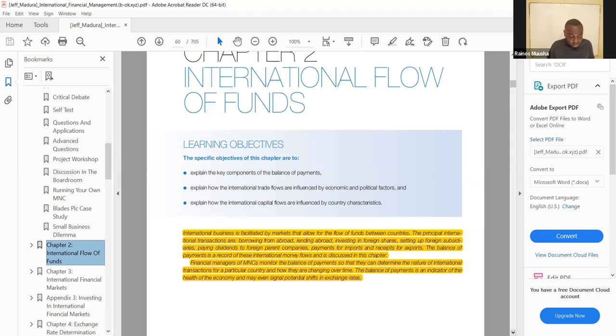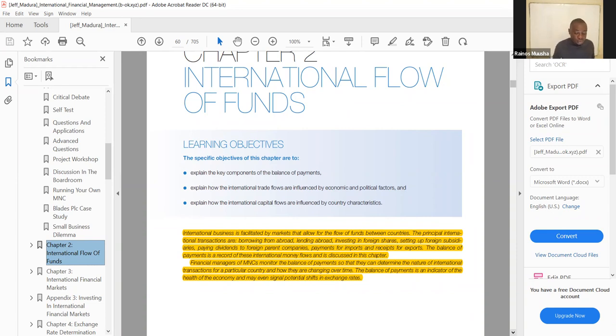So the financial managers of the multinational corporation monitor the balance of payments so that they can determine the nature of international transactions for a particular country and how they are changing over time. So the balance of payments is an indicator of the health of the economy and may even signal potential shifts in exchange rates as well. So now we need to find out exactly, so what really is this balance of payments?